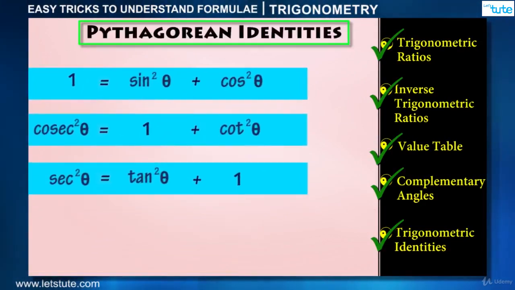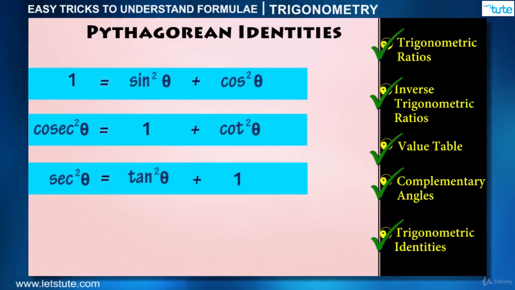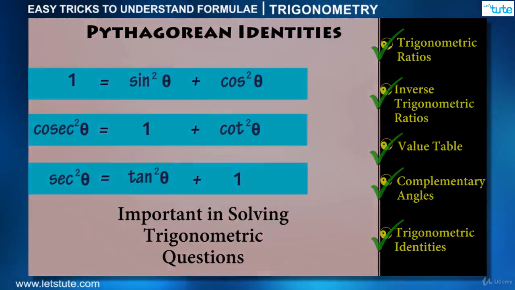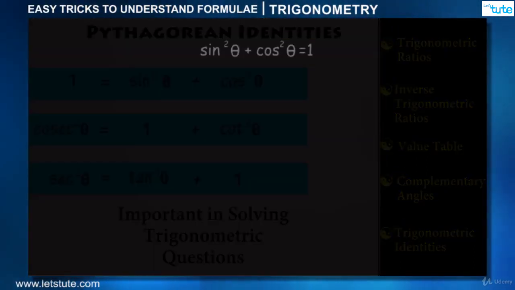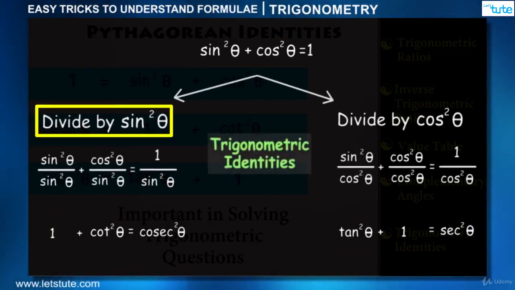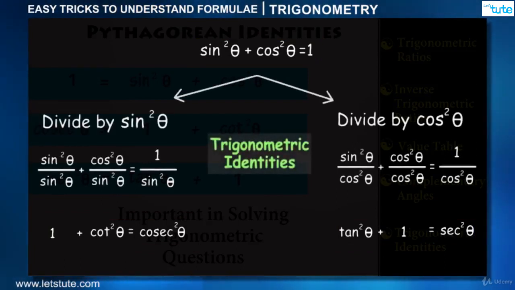So friends, since Pythagoras theorem is the initial step in getting these three identities, these are also called Pythagorean identities. And like all the other formulae of trigonometry, these three are also very important in solving trigonometric questions. And they are very easy to remember because once we know that sin square theta plus cos square theta is 1, then to obtain the other two, we divide this identity first by sin square theta and then by cos square theta.